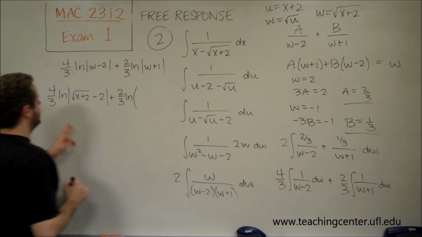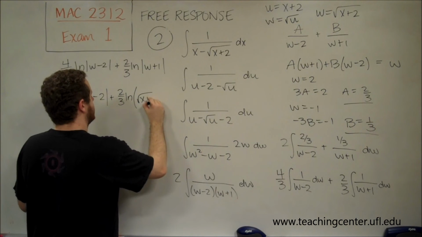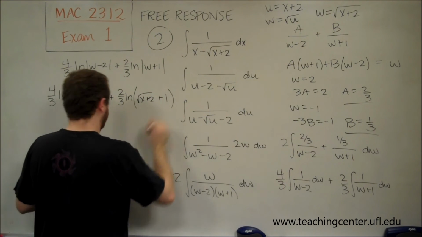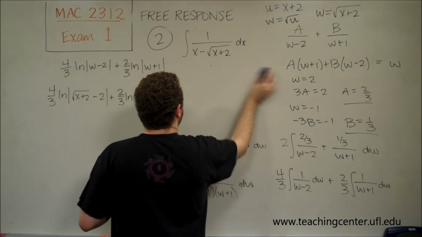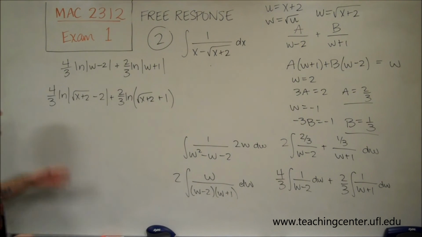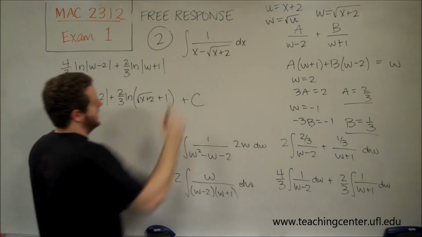This one doesn't need absolute value because it's going to be positive. Root x plus 2 plus 1. So that's going to be our final answer, plus c, because we had an indefinite integral.